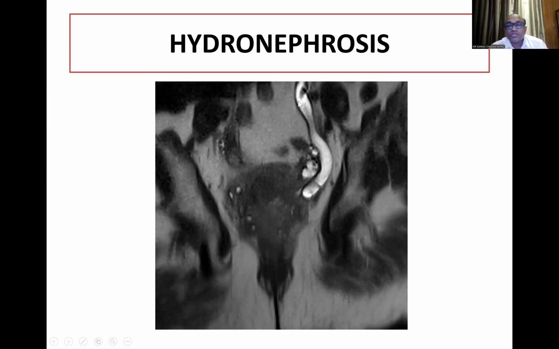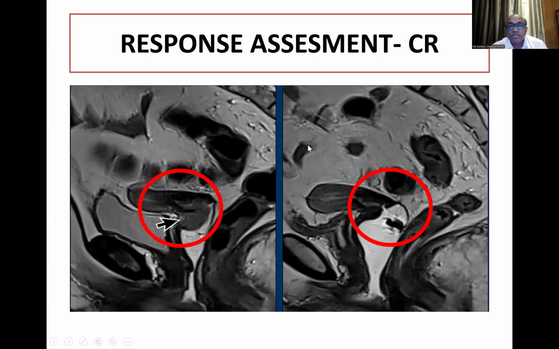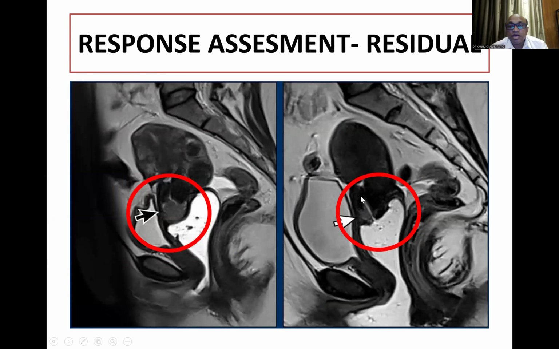Hydronephrosis you can see very nicely in the coronal sections. Response assessment: here you can see the hyperintense area in T2, but there is no hyperintense area in the response after treatment. But here there is a small residual after external beam therapy, which is now ready for brachytherapy. This is the hyperintense area and this is now a small hyperintense area, a small residual.